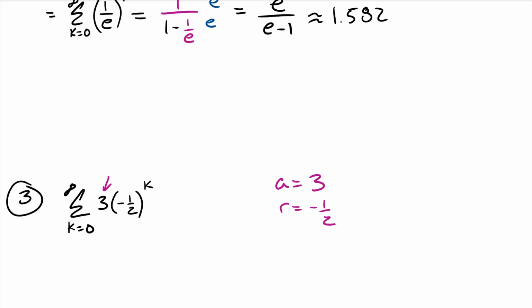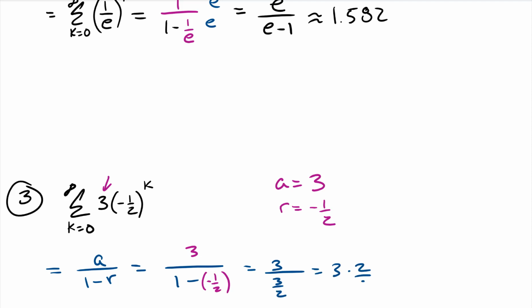So our formula states that this must equal A over 1 minus R, as long as our R is in between negative 1 and 1. We're going to actually get an answer. So let's pop it in. Let's see what we get. So we're going to get a 3 up top, and a negative 1/2 down below. So what do we end up with? 3 over 1 plus 1/2. I think that's 3/2. So this is 3 times 2/3. Cancels out, and it's just 2.